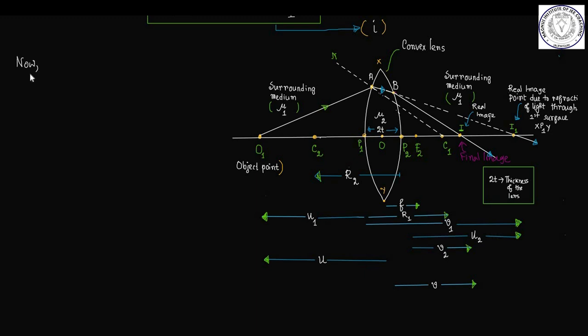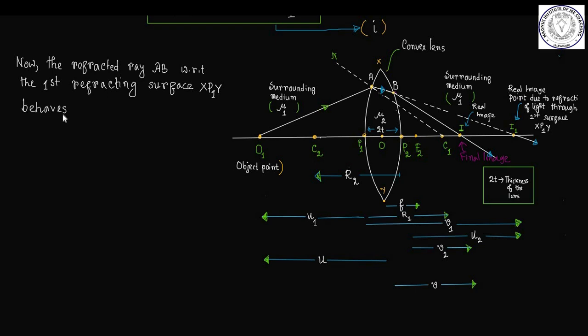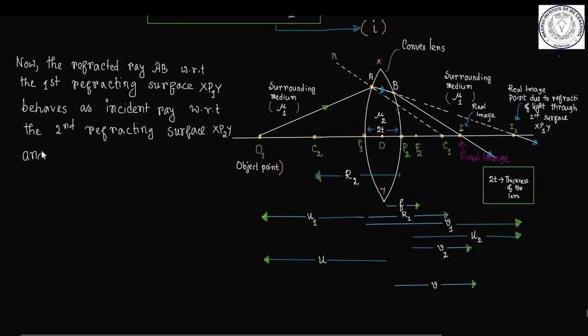The refracted ray AB with respect to the first refracting surface XP1y behaves as incident ray with respect to the second refracting surface XP2y, and the real image I1.